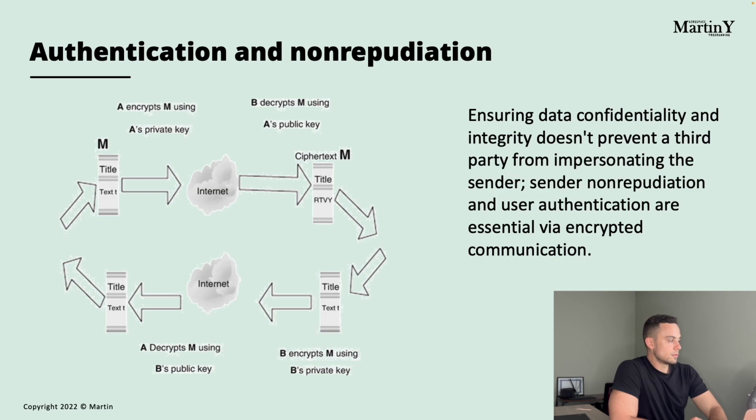So what does this mean? This means that now B can verify that the message came from A, because A encrypted it with their private key. Since only A has their private key, we for sure know that the message came from there.